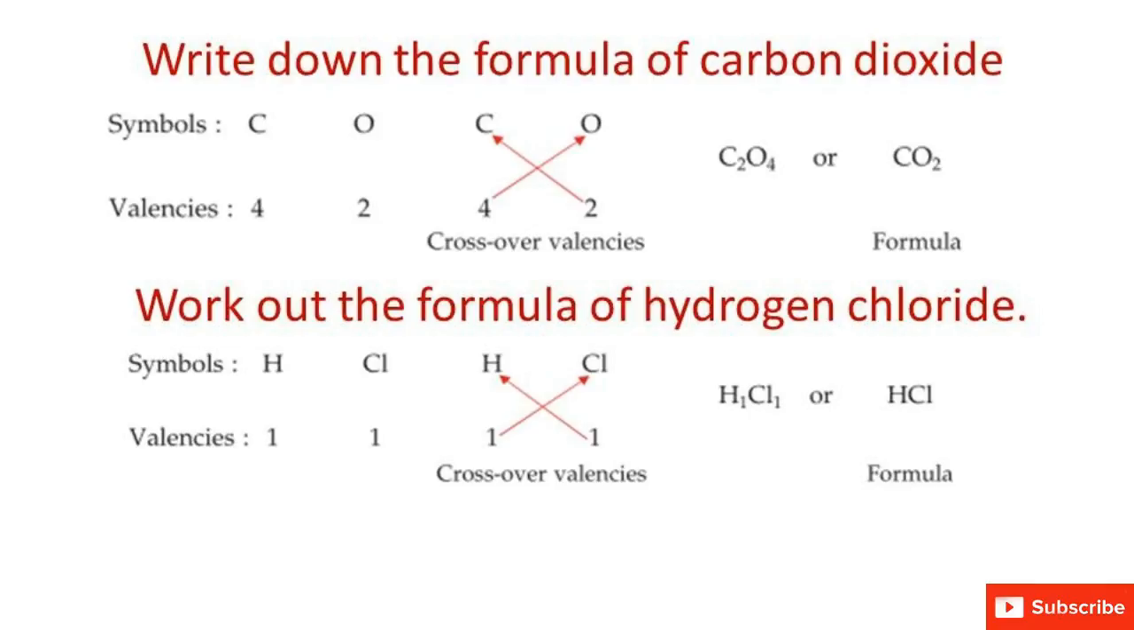Next example, write the formula of hydrogen chloride. Symbol of hydrogen is H. Symbol of chlorine is Cl. Valency of hydrogen is 1 and valency of chlorine is 1. Now we will cross over the valency. So this formula becomes HCl.